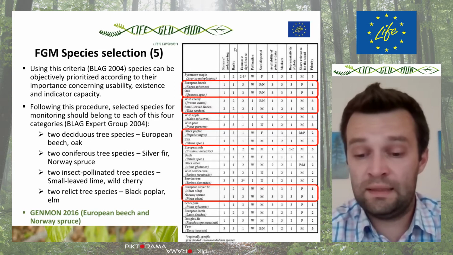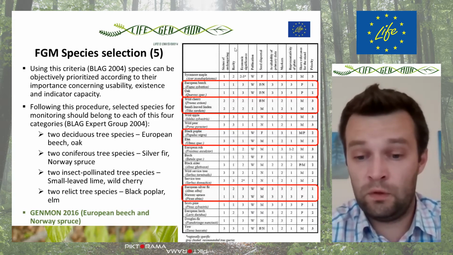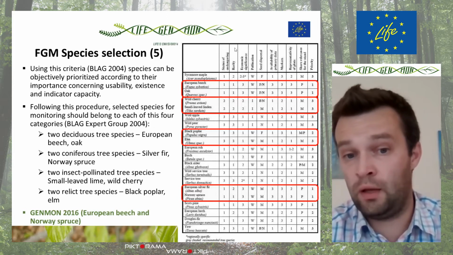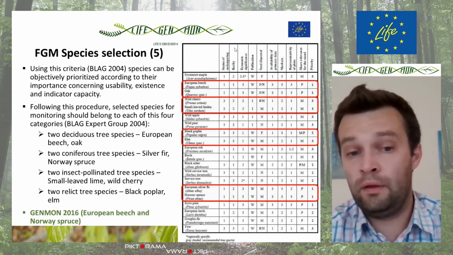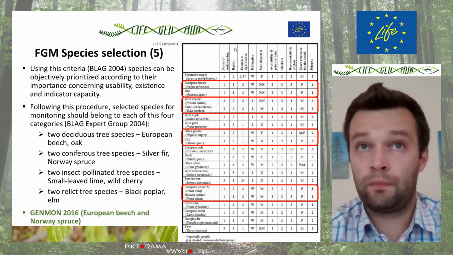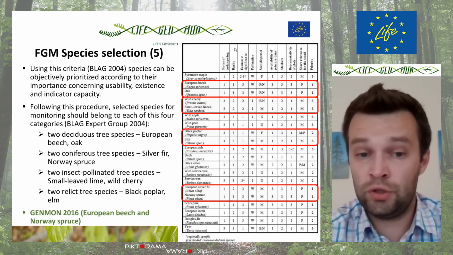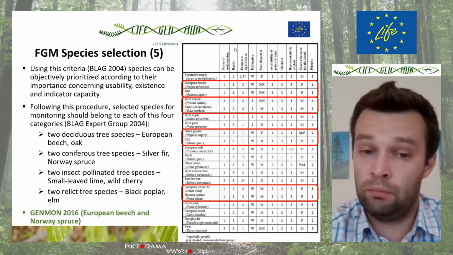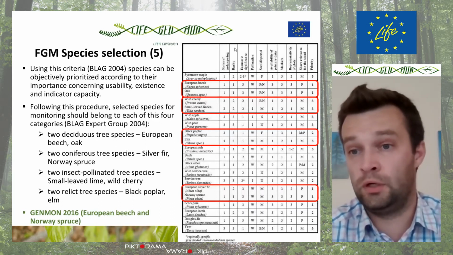So in 2006 in Germany a pilot study for genetic monitoring was implemented for European beech and wild cherry. And then in 2016, the project GenMon started a country-wide genetic monitoring program on European beech and Norway spruce, and therefore over 20 monitoring plots for these 2 species were established in Germany.